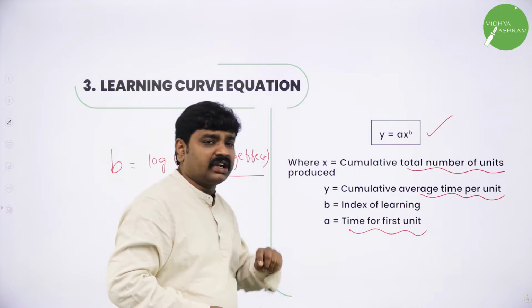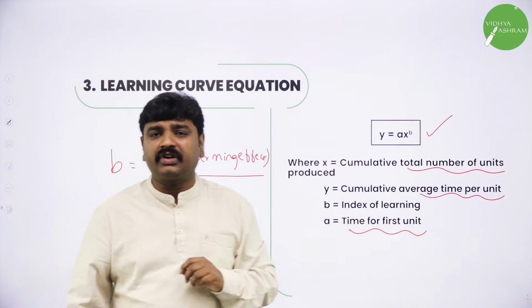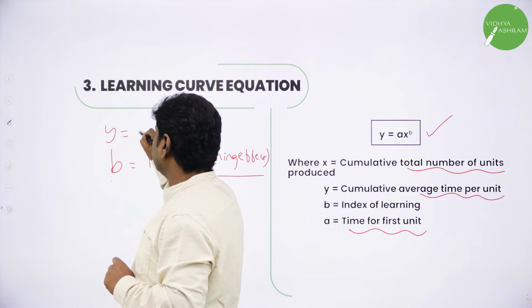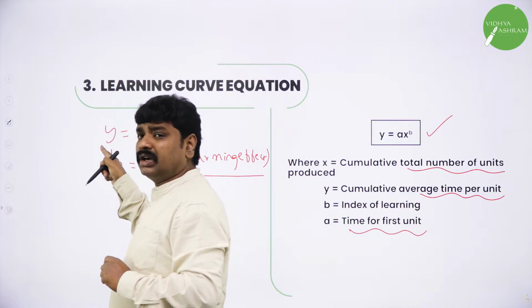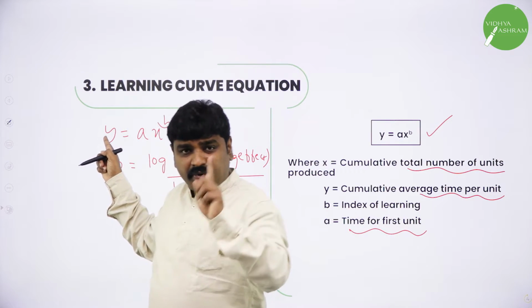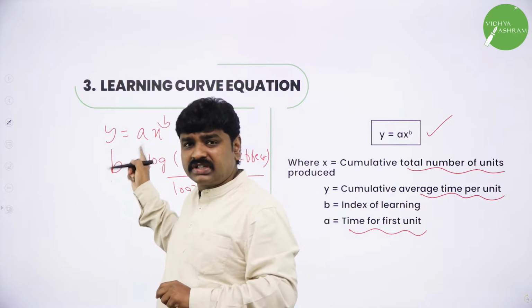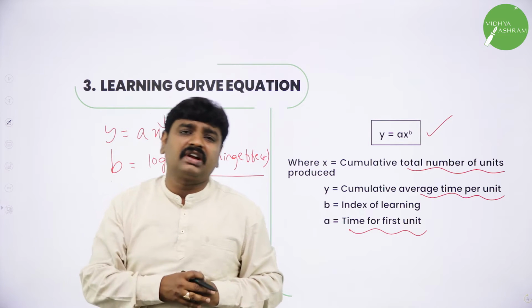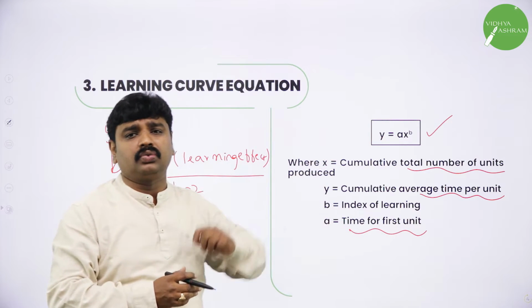Now, this is the learning curve equation. If they ask you to write the learning curve equation, what is it? Y is equal to what? ax power b. What is y? It is the cumulative average time per unit. What is a? Time for first unit. What is x? Cumulative number of units produced. What is b? Learning index. What is learning index? Log of learning effect by log 2.